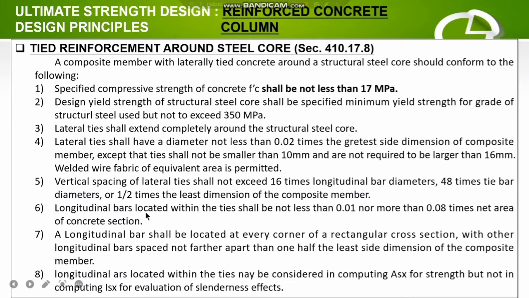Longitudinal bars located within the ties shall be not less than 0.01 nor more than 0.08 times the net area of concrete section. A longitudinal bar shall be located at every corner of a rectangular cross-section, with other longitudinal bars spaced not farther apart than 1/2 the least side dimension of the composite member. And longitudinal bars located within the ties may be considered in computing Asx for strength, but not in computing Isx for evaluation of slenderness effects.